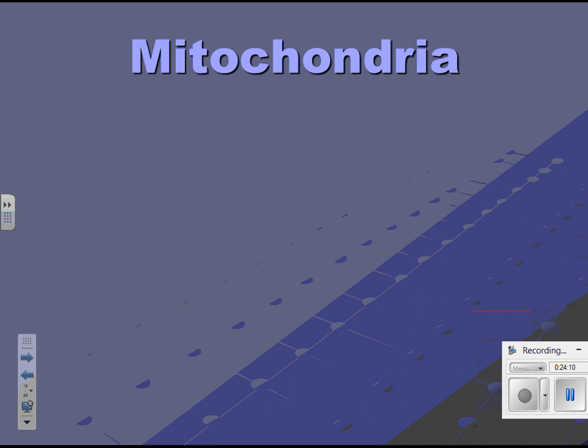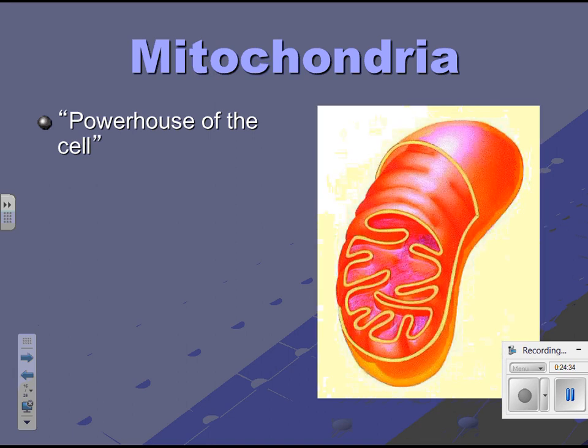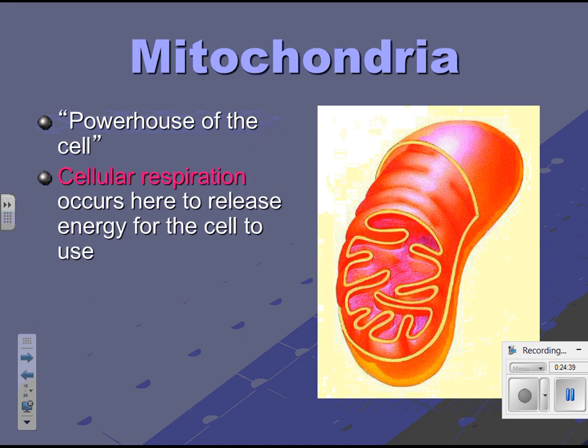Our next organelle is the mighty mitochondria. It's mighty because it has to do with power. In our cell city, this would be what? The power company, Duke Energy. It would be Duke Energy because it is the powerhouse of the cell. It gives the cell energy. It's also responsible for cellular respiration, which we'll talk about later.